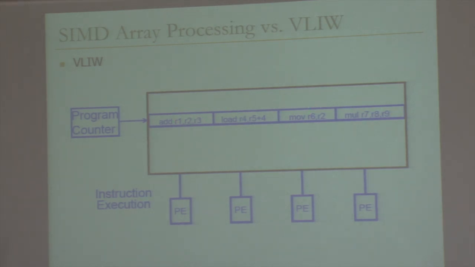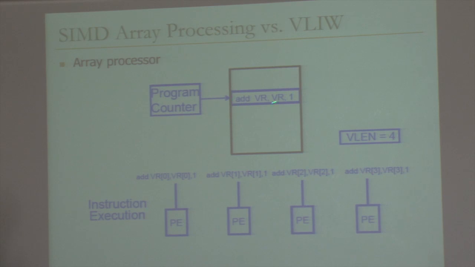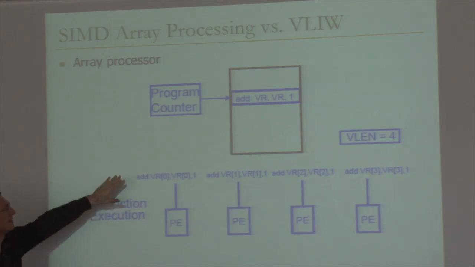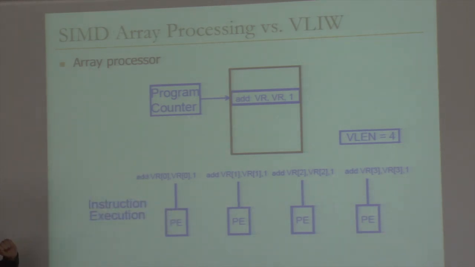In a vector processor or array processor, it's not that way. You basically specify an add on a vector register. Vector length is 4, let's say. This means that you do 4 adds on different data elements, different parts of the vector register: 0th element, first element, second element, third element. So instruction encoding can be much more compact. With a single instruction encoding, you can actually do many operations.